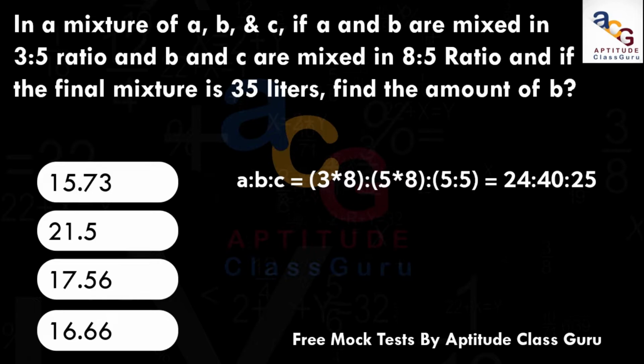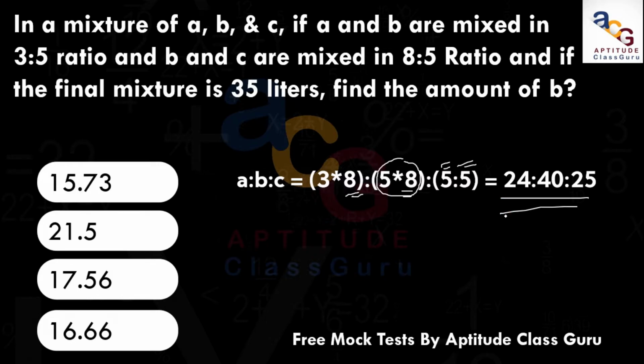So in order to make them equal, I have to multiply 8 to the first ratio and 5 to the next ratio. Why? Because in order to make 40 equal in both cases, the A value must be multiplied by 8 as well as the C value must be multiplied by 5. So the ratio becomes 24:40:25.